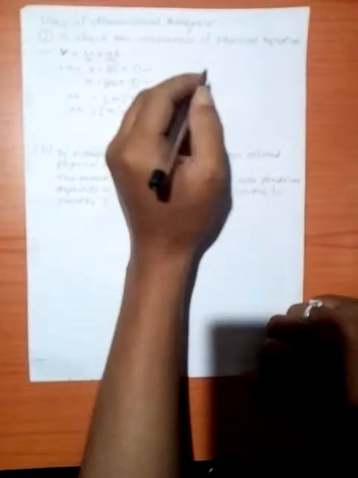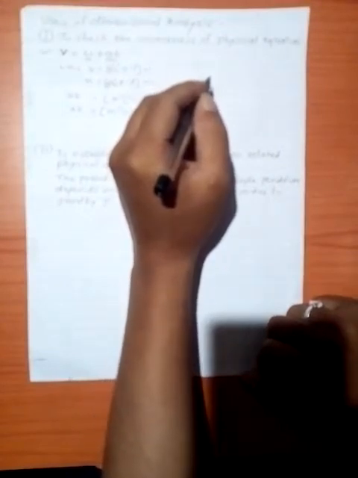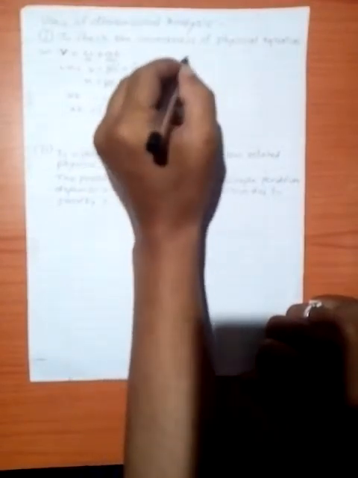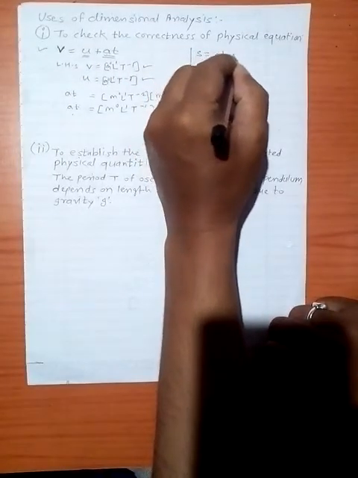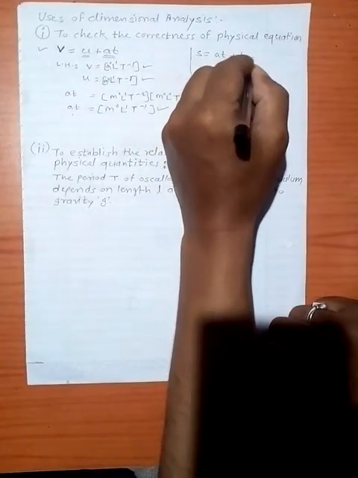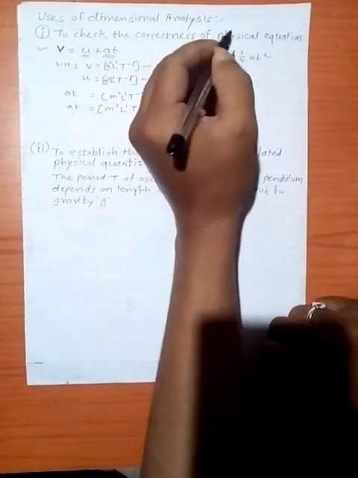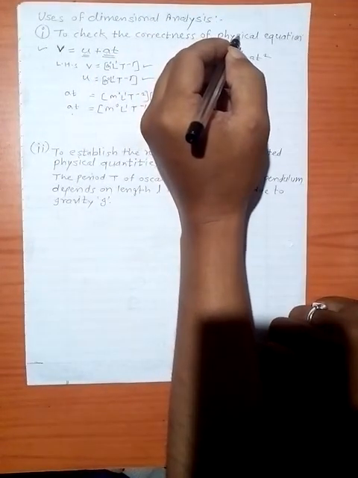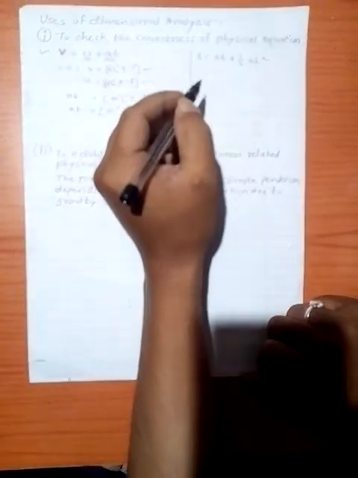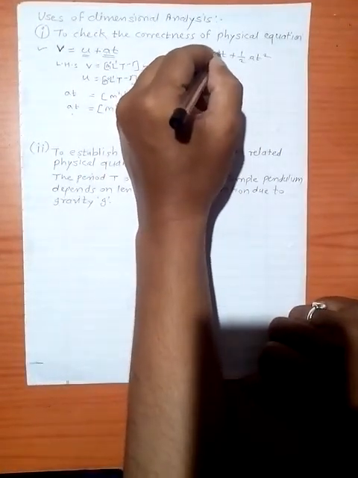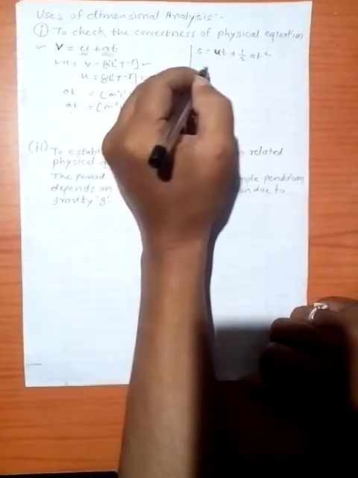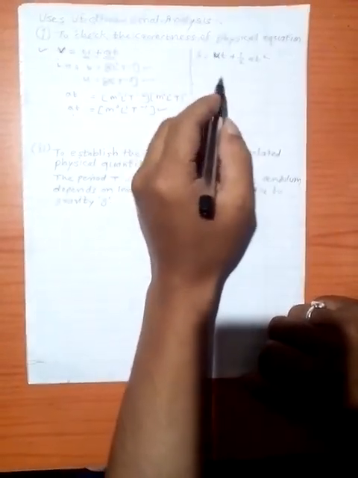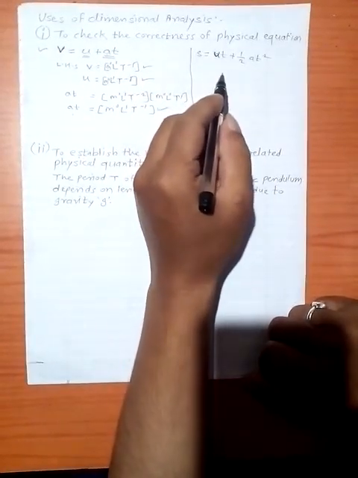Also we can see s is equal to ut plus 1 upon 2 at square. This is ut, so s is equal to ut plus 1 upon 2 at square. You can also find out whether this equation is dimensionally correct or not.